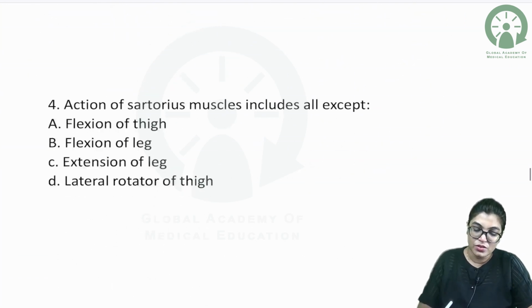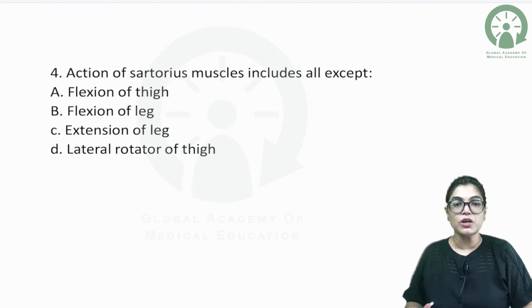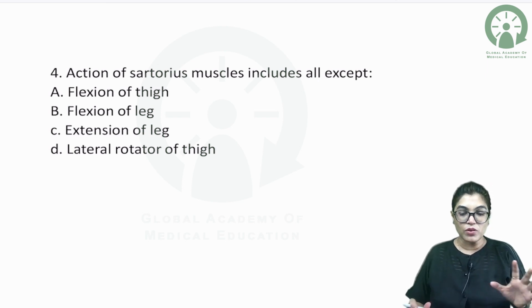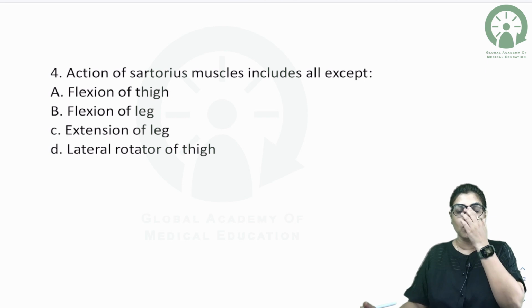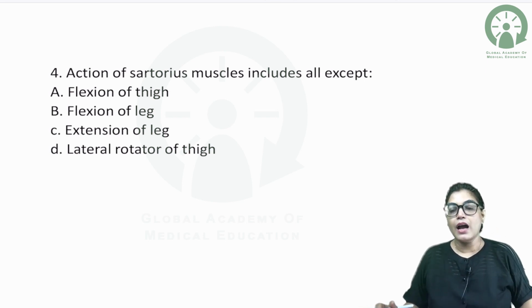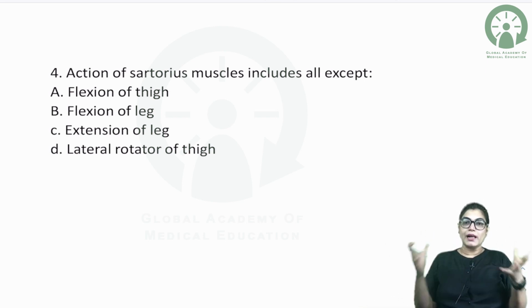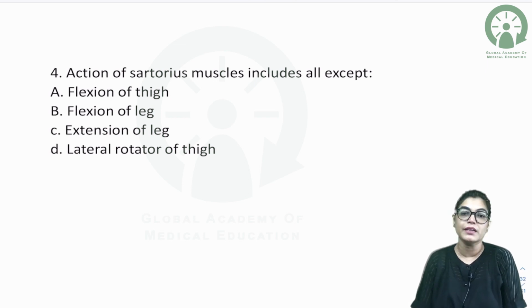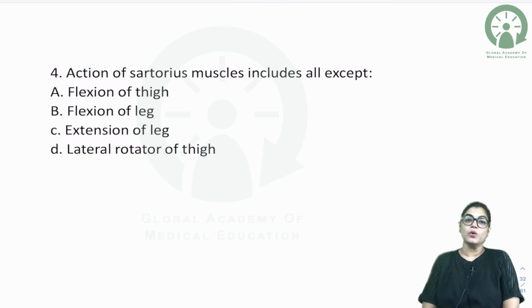Now, talk about the fourth question. Action of sartorius muscle includes all except. So, sartorius muscle is a very important muscle which is also called Tailor's muscle. You must be knowing the Palthi position in yoga, and in old times they just sat on the floor in Palthi position and then ate the food. So, the action of sartorius muscle is similar to that position which the tailor adopted in the older times.